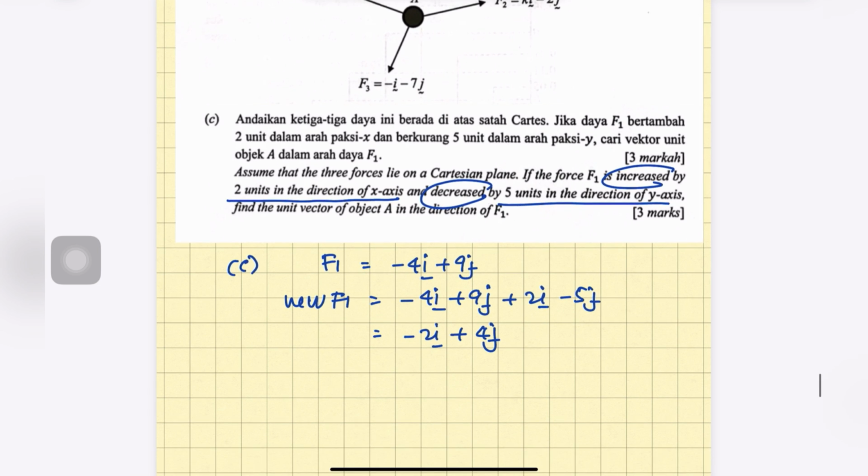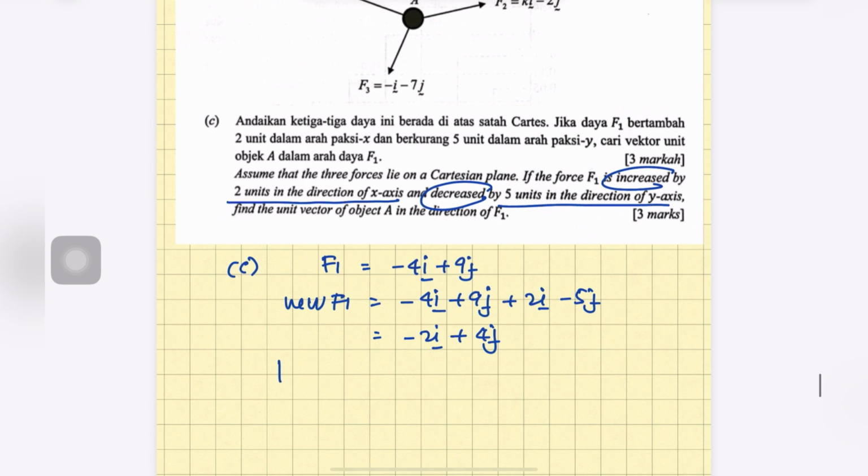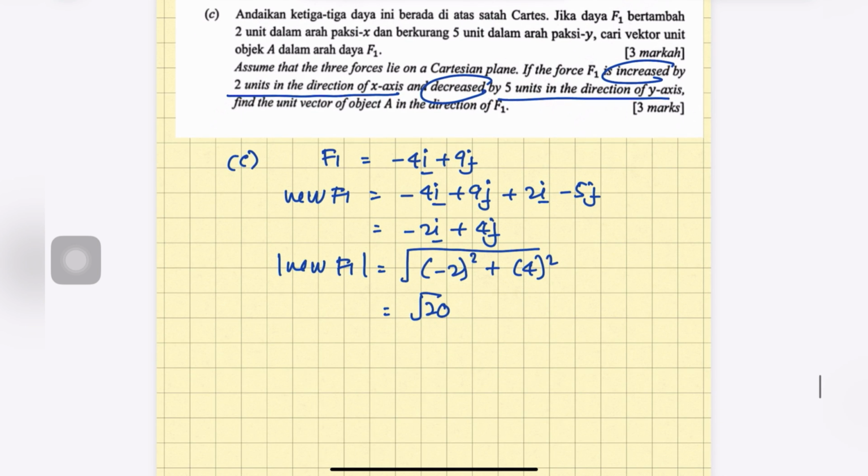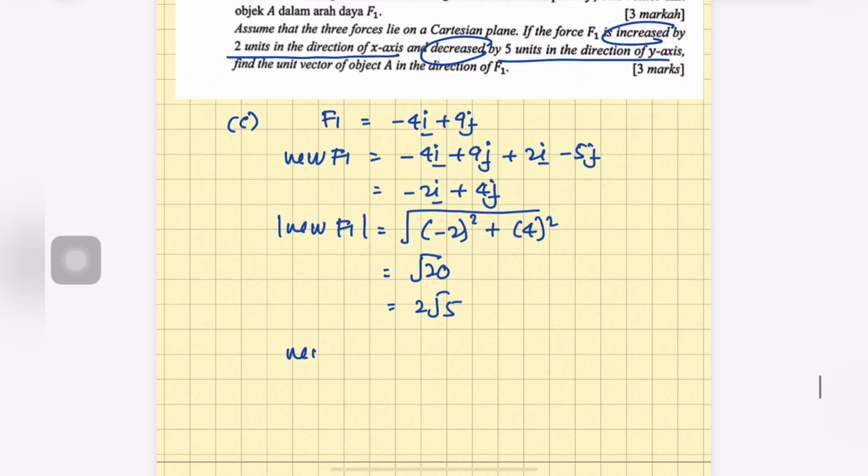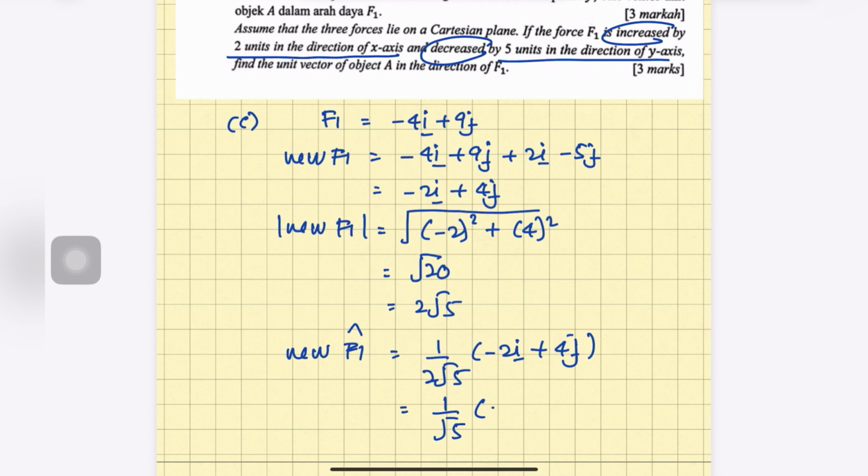Okay, so then to find the unit vector, you must find the magnitude. Okay, so square root of negative 2 squared plus 4 squared, which equals square root 20. So square root 20 is 2 root 5. Okay, so the unit vector, we put a hat on F1. So 1 over magnitude times that vector negative 2i plus 4j. Then we can simplify to 1 over root 5 times negative i plus 2j.